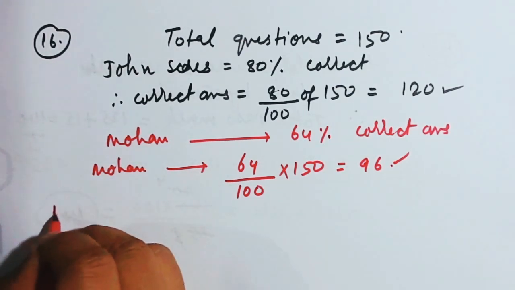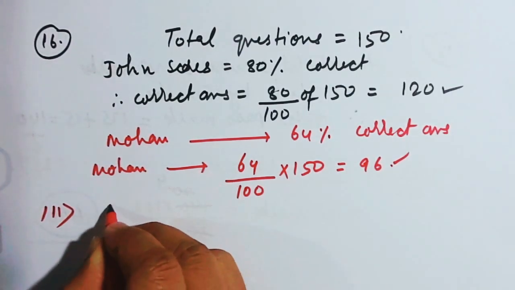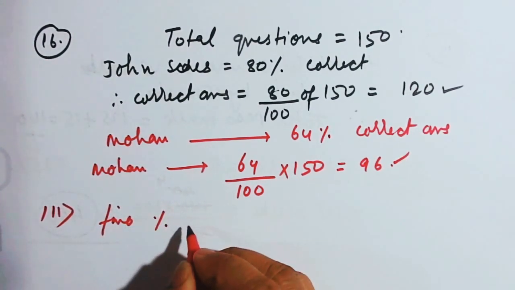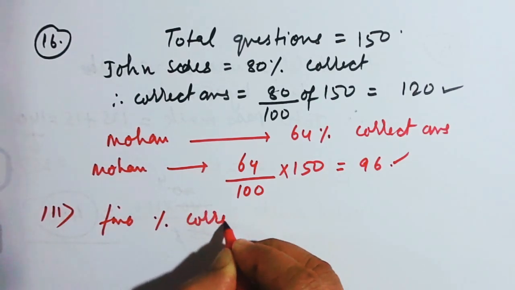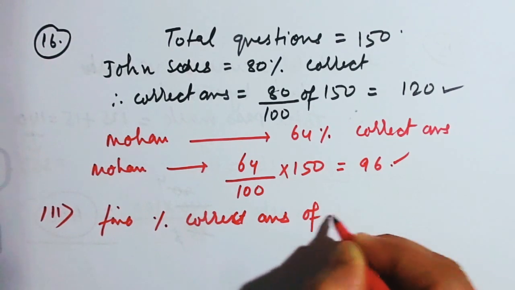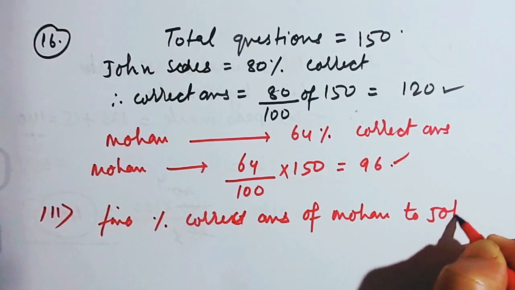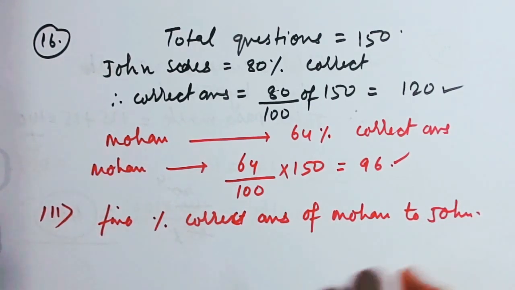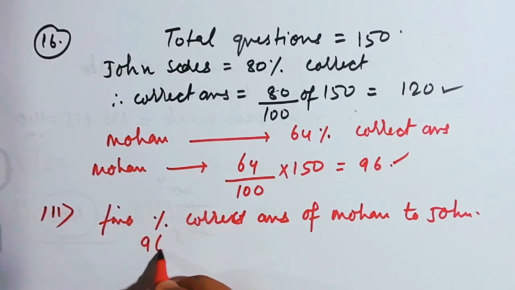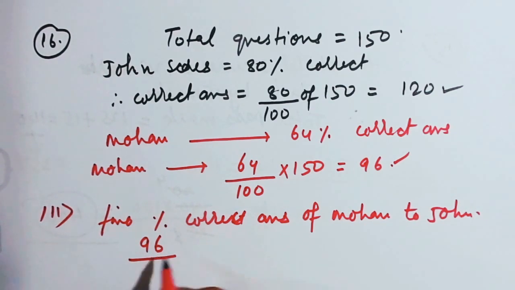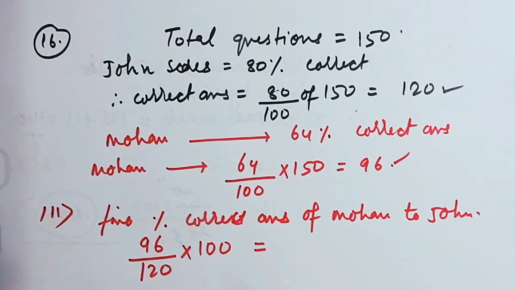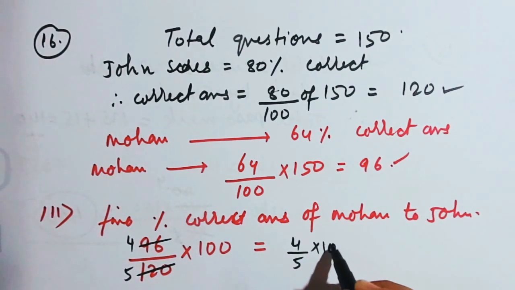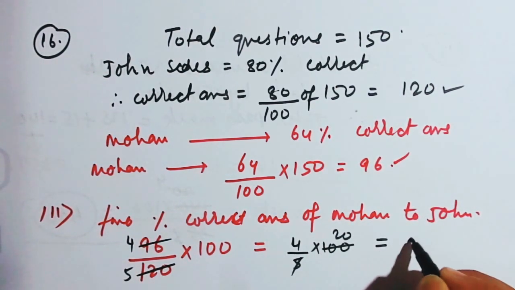Now, in the last part, what are they asking? Find percent. What percent is Mohan's correct answer to John's? Not John to Mohan, Mohan to John. So the percentage of correct answers from Mohan to John will be 96 upon 120. Mohan was 96 and John was 120. Since you are finding it in percentage, you'll have to multiply it by 100. On solving, you'll get 4 by 5 times 100, which will be 80%.